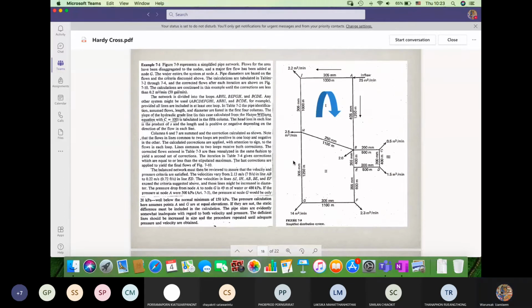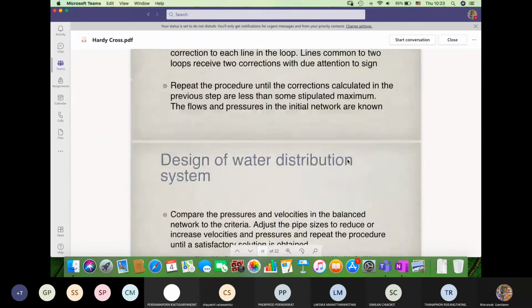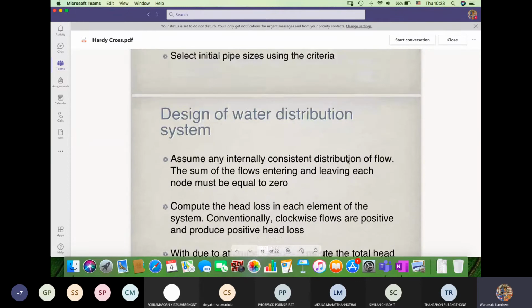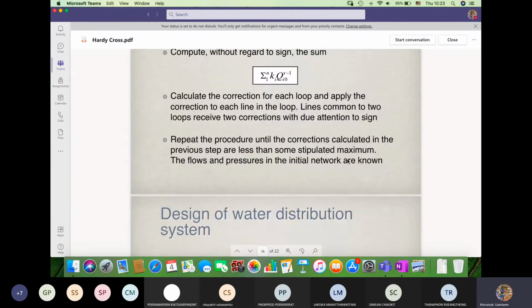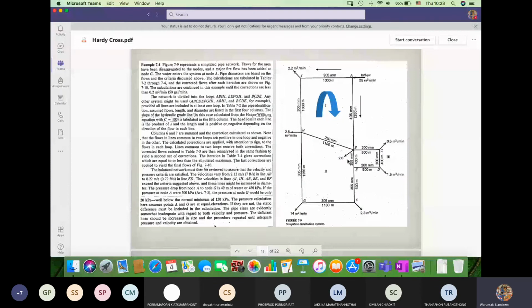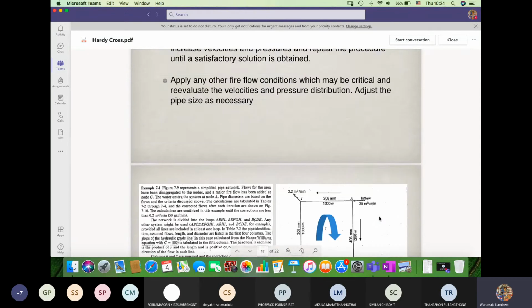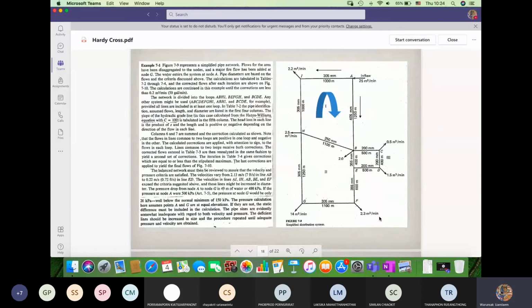But anyway, it's a little bit complicated, and you probably cannot figure out what I'm explaining about the procedure. So it is better if we start with an example so that you can see how we can actually determine the flow rates in each individual pipe. If you scroll down these presentations, you will find Example 7.1.